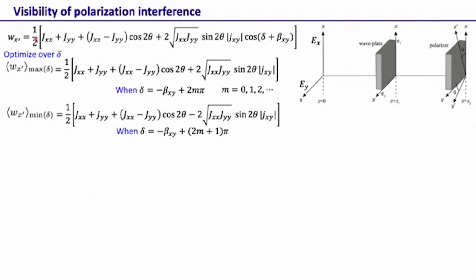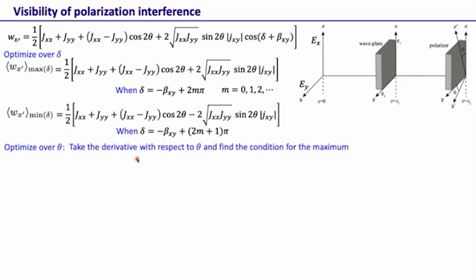Alright, so here is the intensity that comes out of the polarizer kept at an angle theta, and this is the maximum intensity that comes out when we optimize over delta. This is the minimum intensity that comes out when we optimize the intensity over delta. Fine. Now we want to do the optimization over theta. So for that we take the derivatives of this quantity.